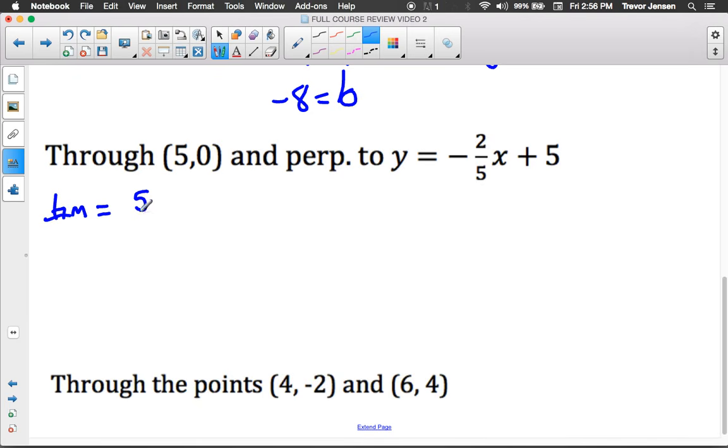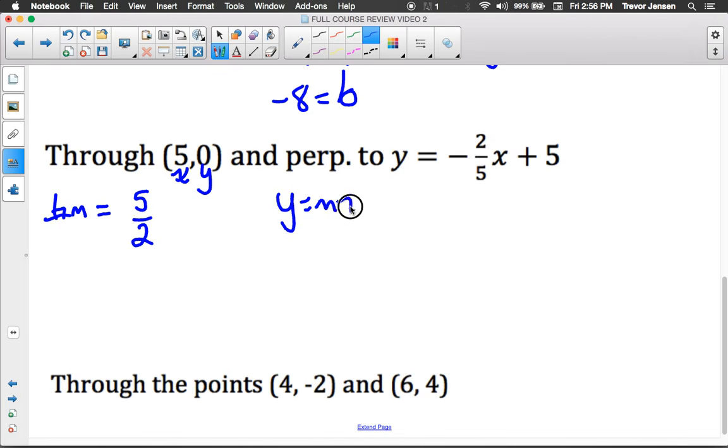So instead of 2/5, we make it 5/2, and we change the sign. Instead of it being negative, we make it positive. So we have a perpendicular slope. We have a point. We don't use this y-intercept at all. All we know is perpendicular lines have slopes that are negative reciprocals. So we use that perpendicular slope and that point.